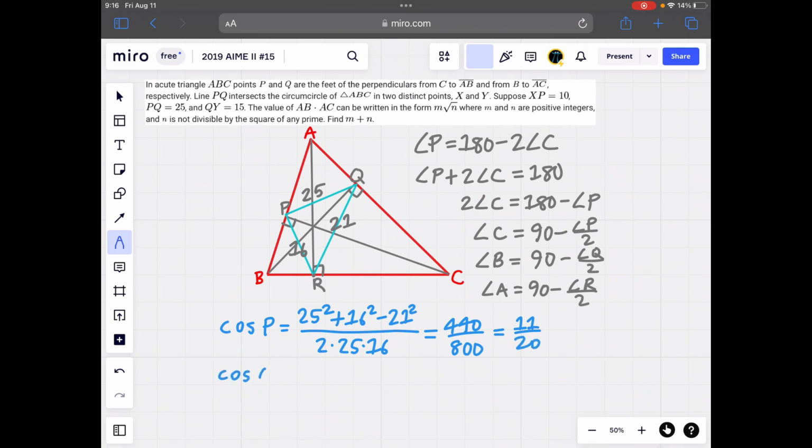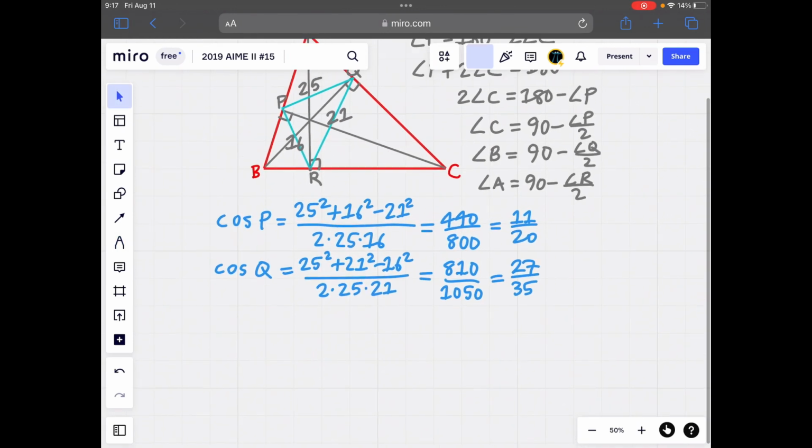Now cosine Q, that's equal to 25 squared plus 21 squared minus 16 squared over 2 times 25 times 21, which is equal to 625 plus 441 minus 256. That's 1066 minus 256, which is 810. So 810 over 2 times 21 times 25. And 2 times 21 is 42, 42 times 25 is 1050. So 810 over 1050, that's just 27 over 35.